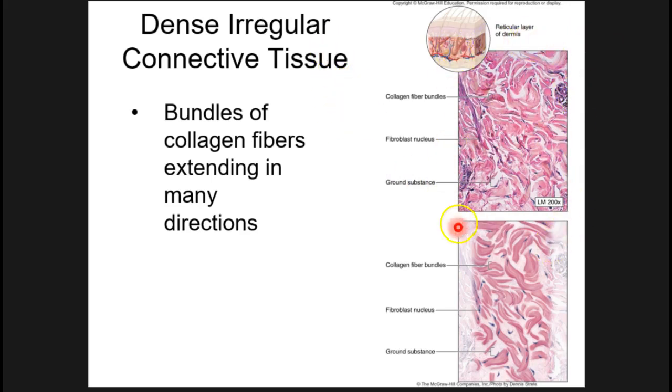This is going to be even deeper under your skin. So we start with some loose connective, some areolar connective tissue close to the surface of your skin, and then as we get deeper, it becomes reticular. It becomes, sorry, I shouldn't say that. That becomes dense irregular connective tissue.